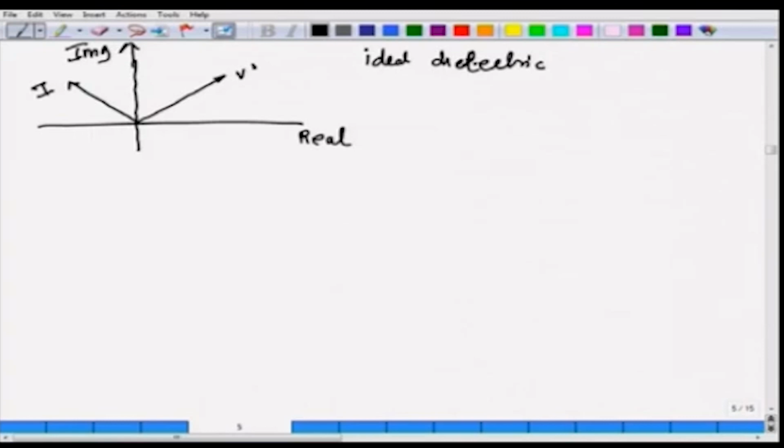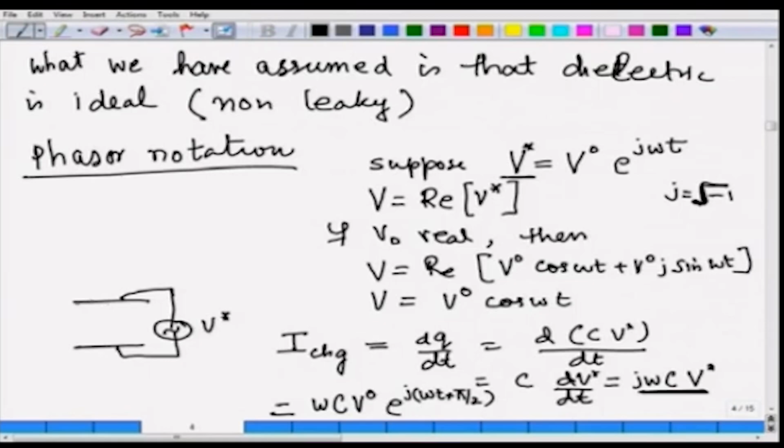But remember, we started saying what if it is leaky also. If it is leaky, then in that case we are going to write this I total as this ideal I charging current plus some I loss. What do I mean? If this dielectric which was here was not leaky, then we get a phase difference of pi by 2. If it is leaky, then we will not get a phase difference of pi by 2, but something else.